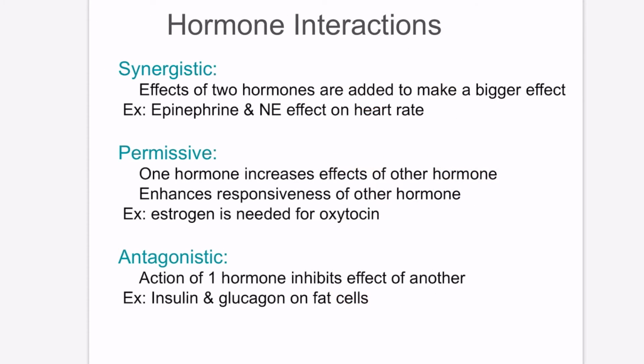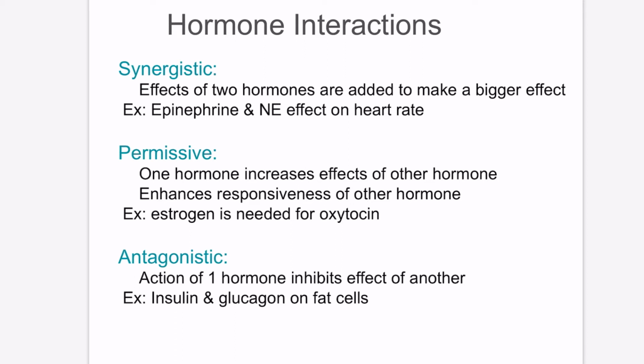So hormones are going to interact with each other, and they can do it in different ways. They can add together and complement each other to make a bigger effect. An example of this would be the hormones epinephrine and norepinephrine and their effect on increasing the heart rate via sympathetic activation. Hormones can be permissive of one another, which means that one can increase the effect of the other, or enhance the responsiveness of another. An example of this is that estrogen is needed for oxytocin production.